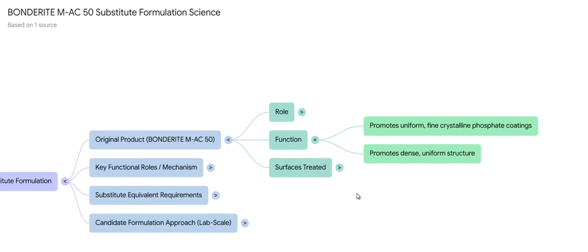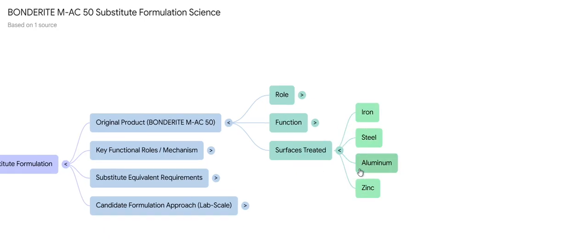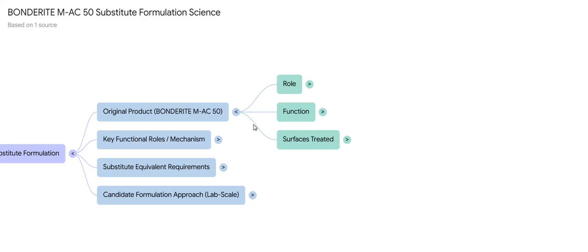Then let us discuss the function. Actually, this Bondrite MAC50 promotes uniform, fine crystalline phosphate coatings. It also promotes a dense and uniform structure. Then let me discuss what types of surfaces are treated with this Bondrite MAC. It is applicable on iron, steel, aluminum, and also zinc.